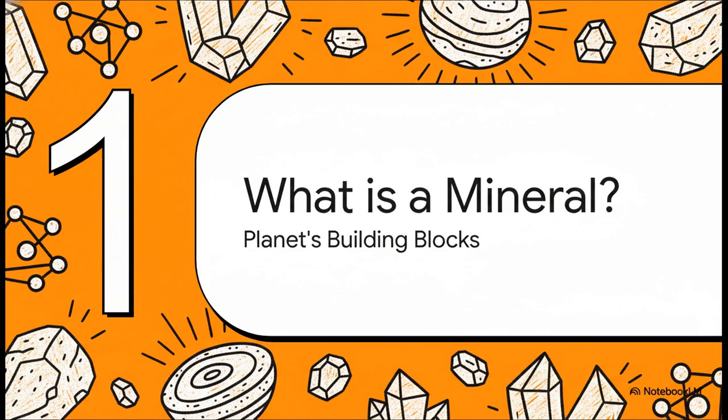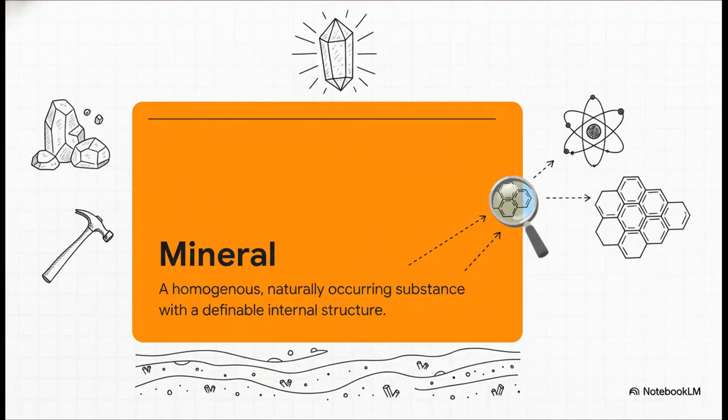What is a mineral? When geologists and scientists use this word, what do they actually mean? Let's find out. Now, this is the official definition. Geologists define a mineral as a homogeneous, naturally occurring substance with a definable internal structure. I know that sounds very scientific, doesn't it? But don't worry, we're going to break it down piece by piece so it's very easy to understand.